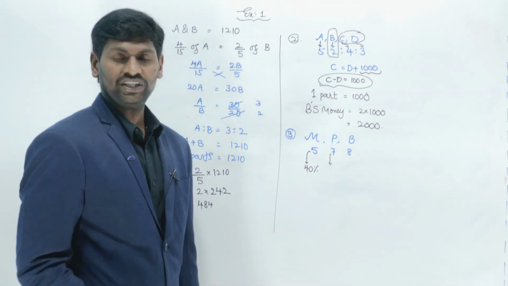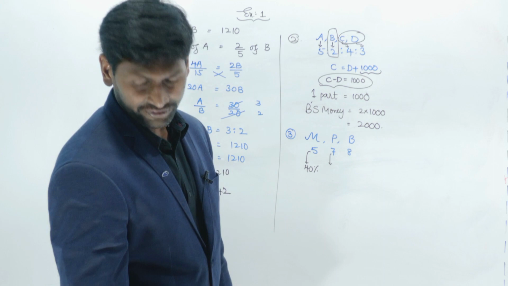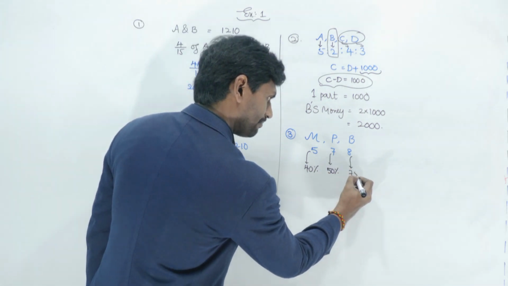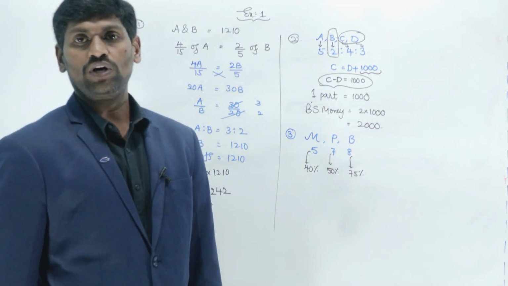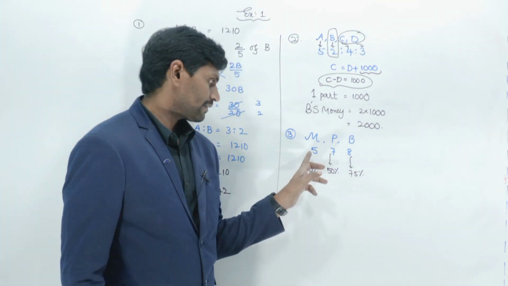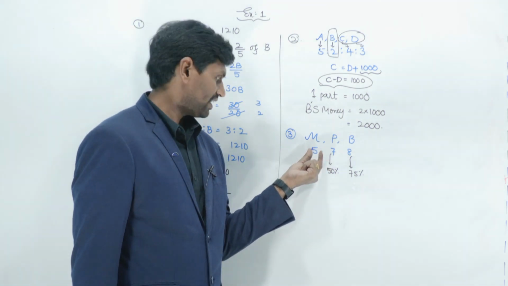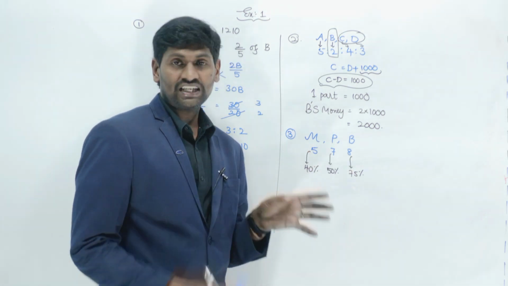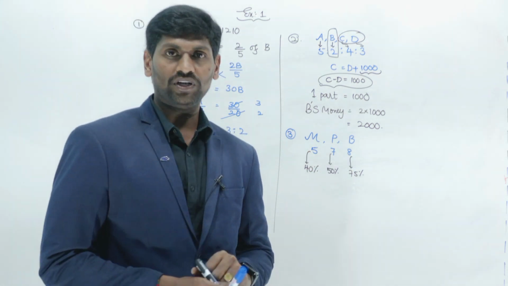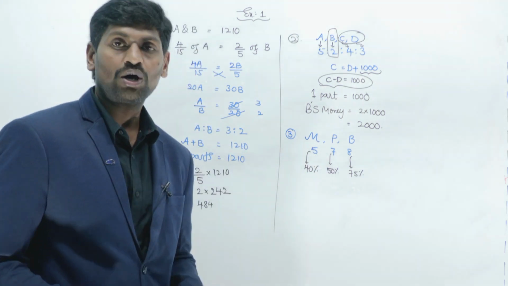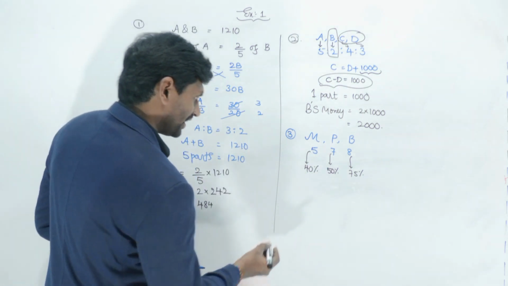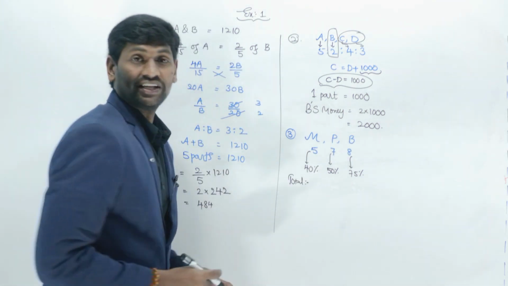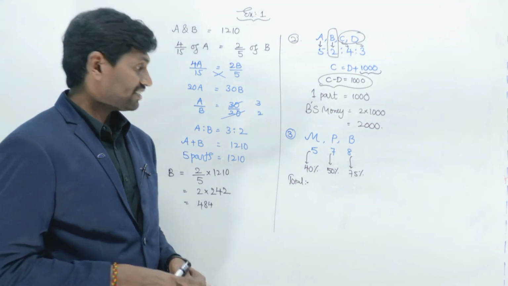And in physics we should increase how many percent? 50%. And in biology, 75% seats we have to increase. So let us consider the given seats as 5x, 7x, 8x. We are considering 100% for every part. If it increases by 40%, how will it be?